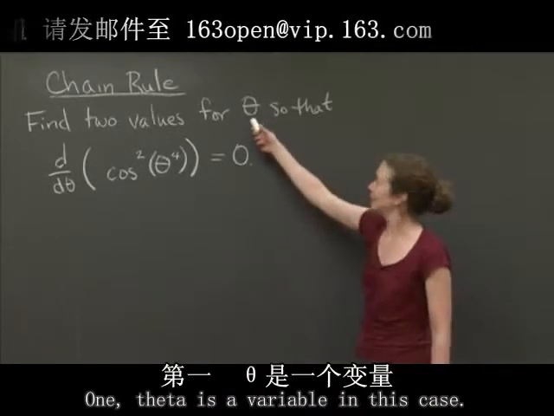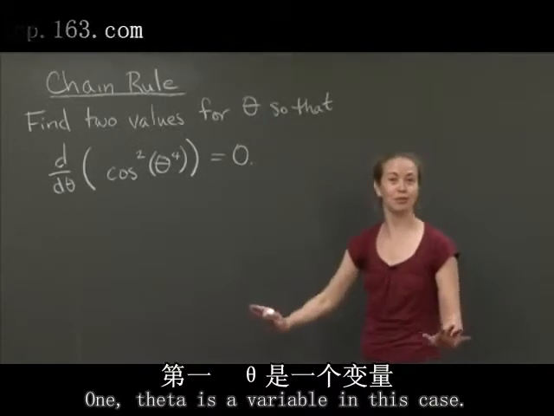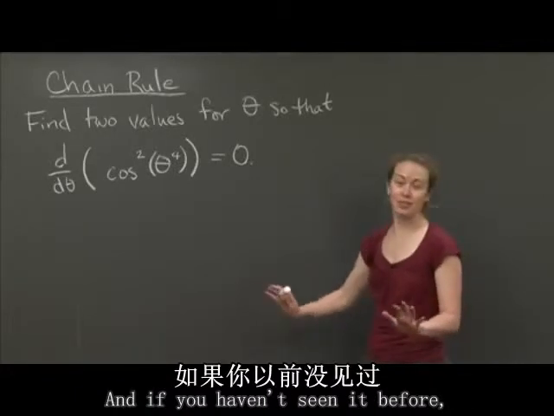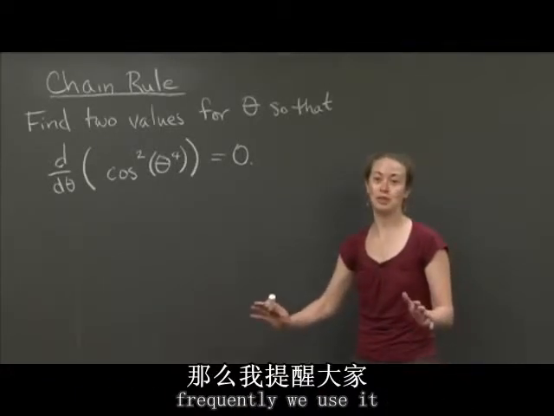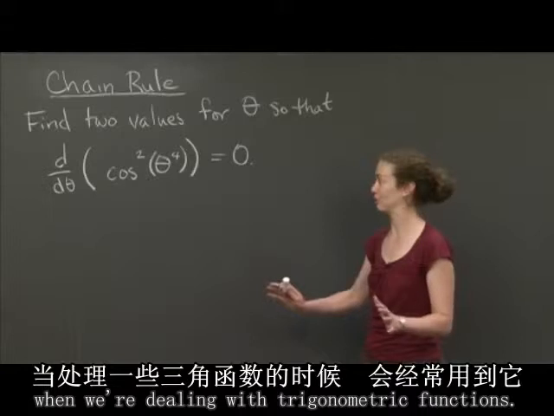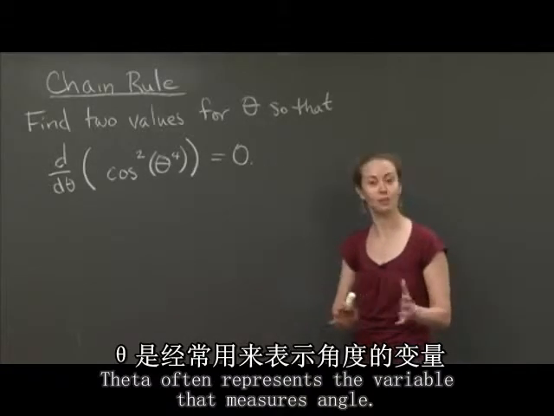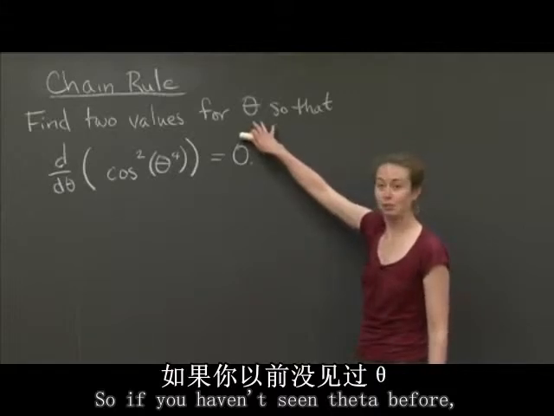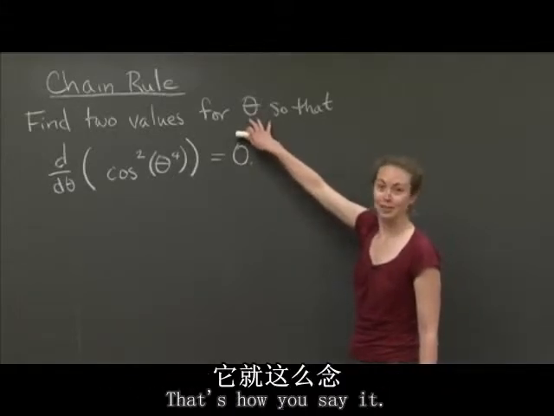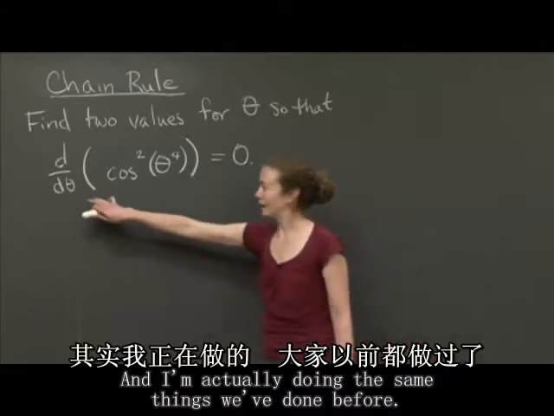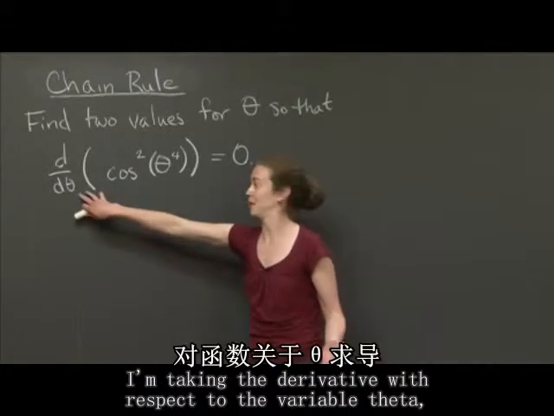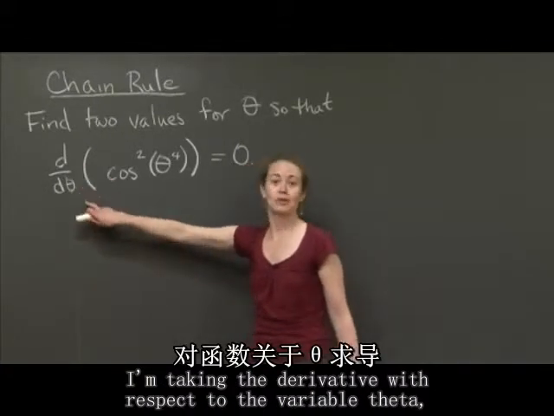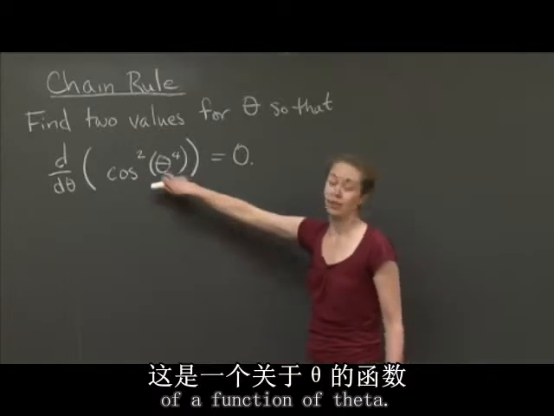One, theta is a variable in this case, and if you haven't seen it before, frequently we use it when we're dealing with trigonometric functions. Theta often represents the variable that measures angle. So if you haven't seen theta before, this is what it looks like. That's how you say it. And I'm actually doing the same things we've done before. I'm taking the derivative with respect to the variable theta of a function of theta.